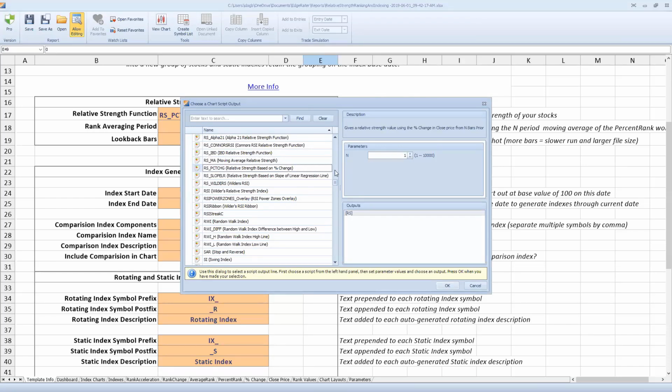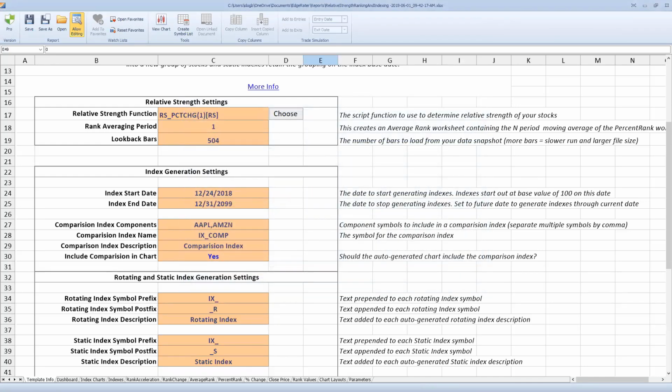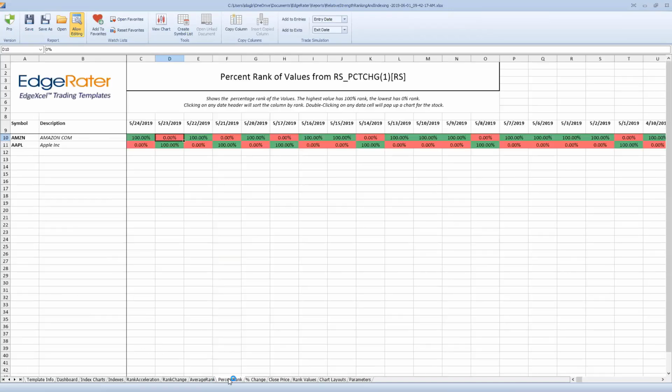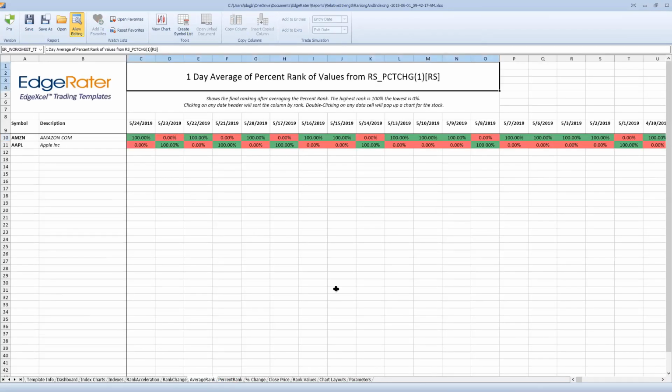You could choose 10-day percent change. You could choose slope of relative strength, the slope of the linear regression line. Just choose a longer period to smooth out the values. And the other thing that will smooth out values, as I said before, is the average rank sheet. So if you're using a 1-day percent change and that changes rapidly, you could then set your rank averaging period to be, say, 5. And what will happen is the average rank sheet then will be an average of your percent rank sheet. So it will smooth out the information.